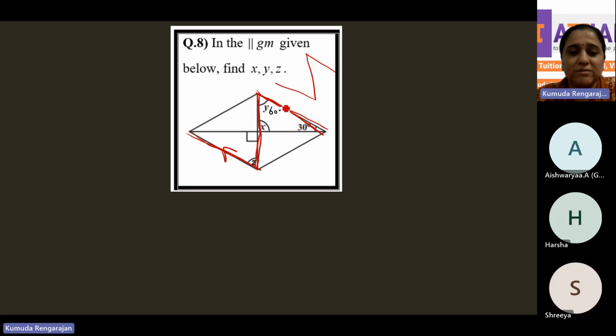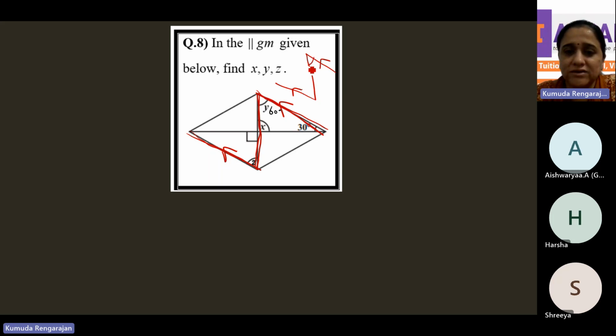And we know that these two lines are parallel. We are not assuming them to be parallel just for our convenience. It's a rhombus. It's a parallelogram. So opposite sides are parallel. So we have a figure like this. We have a shape like this.